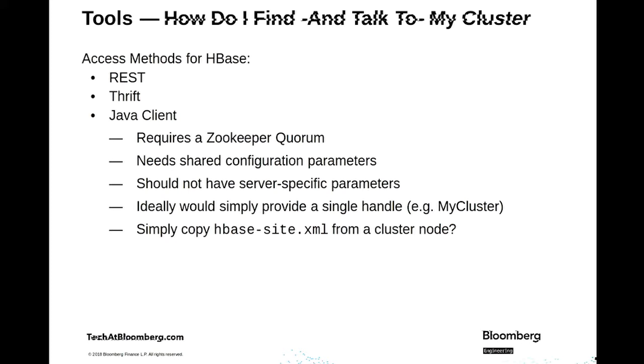I don't want to have server-specific parameters. So I want to make sure that I don't have an HBase principal that has a particular server's name. It should just map depending on the server. And simply, I would like to provide a single handle just so I can make people onboard to my infrastructure faster. I want them to be able to just say, hey, I'm talking to cluster A. Please give me cluster A. And one pattern that we see a lot is people just copy hbase-site.xml.